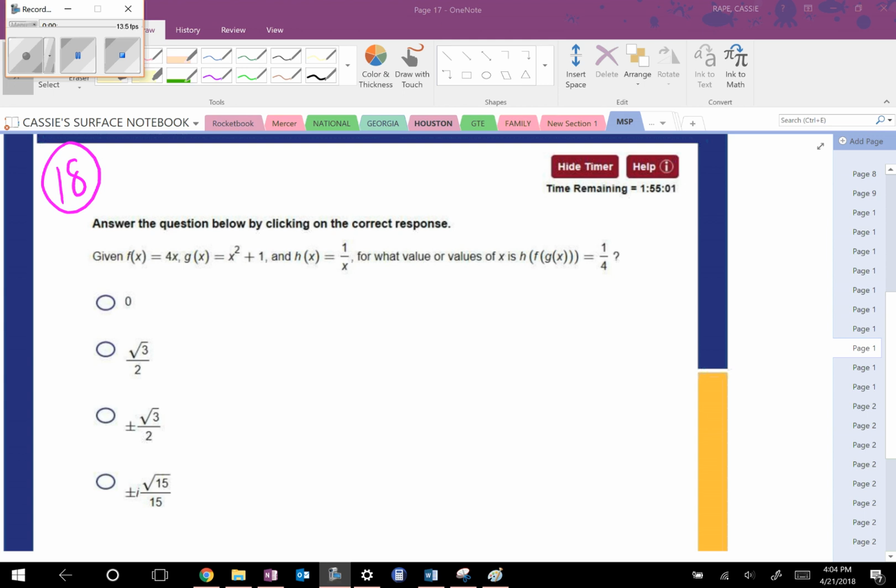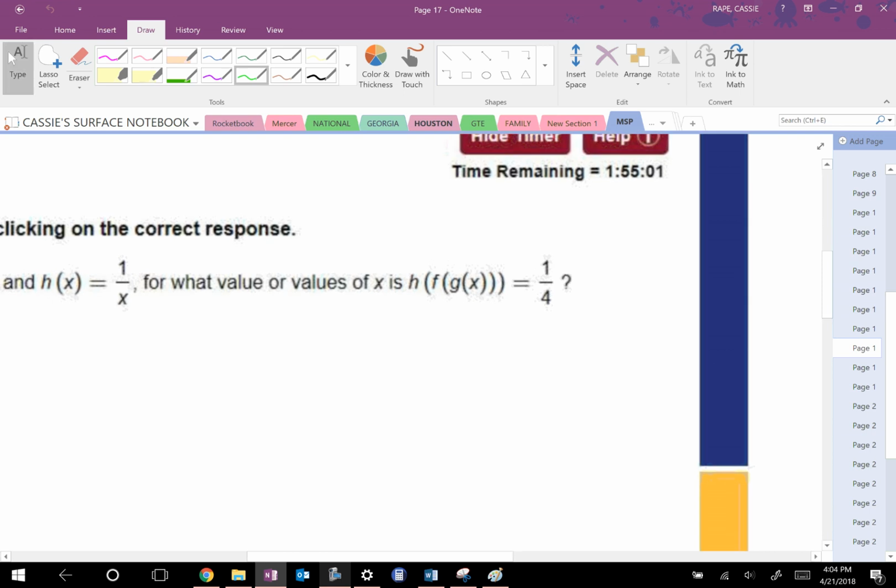Now we're going to do question number 18 from the GACE 023 practice test. This is function composition. In other words, when you embed one function within another. When you see function composition, and you're looking at, for instance, right here, h of f of g of x.